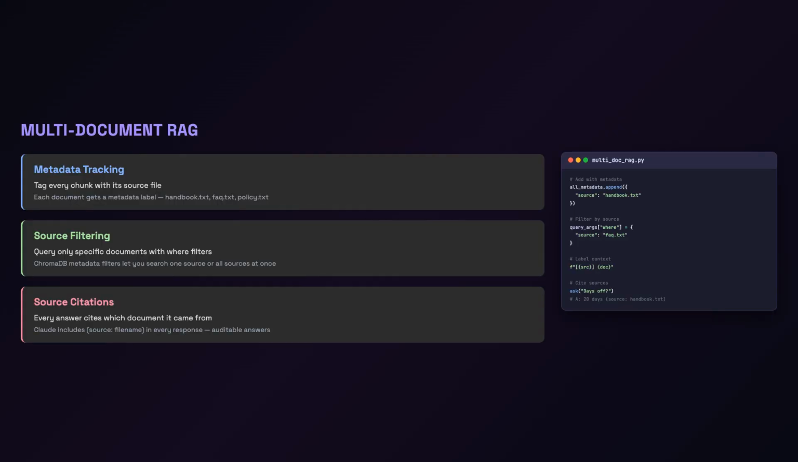Episode 16 built the RAG pipeline. One source. Real apps have many documents: Handbook, FAQ, policy. Today, metadata, filtering, and source citations. Multi-document RAG. The production pattern.